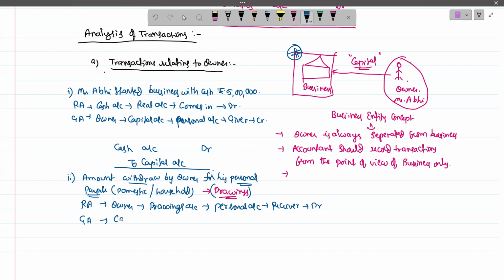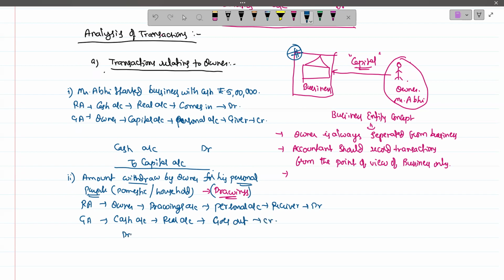And what is the giving aspect there? We pay cash. Cash is a real account. And what is the rule for real account? What comes in is debited and what goes out is credited. Cash goes out of the business, so that account is credited.